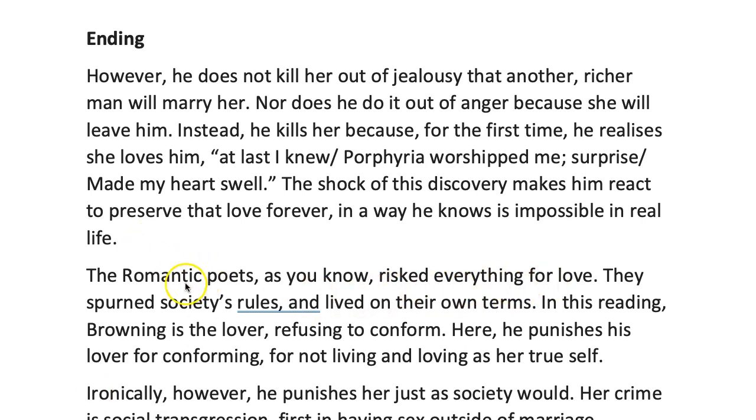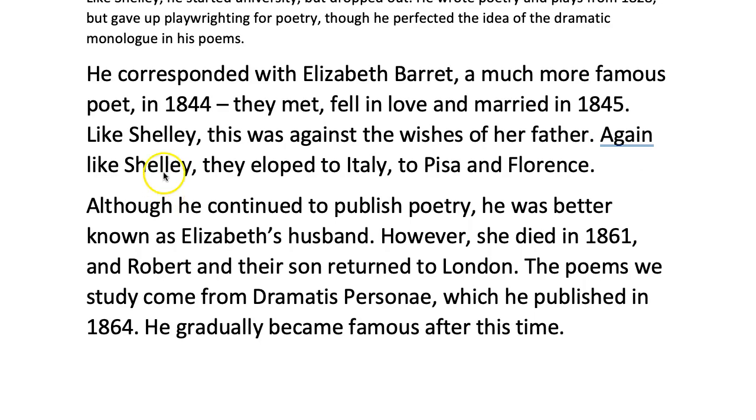There's a big section on the Romantic poets in my guide. I'm going to give you a little bit of biographical detail about Browning. So, like Shelley, a poet that he admired tremendously, he went against his father's wishes in order to marry. They risked everything for love, these poets.